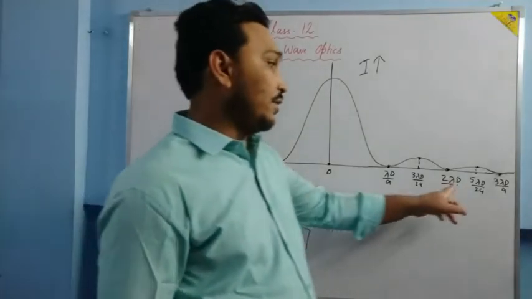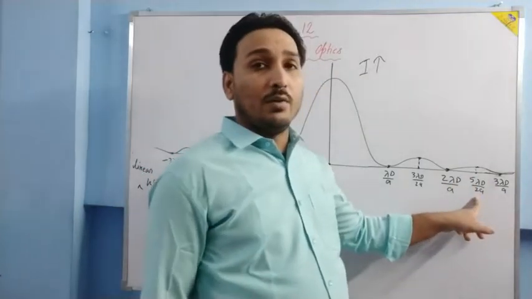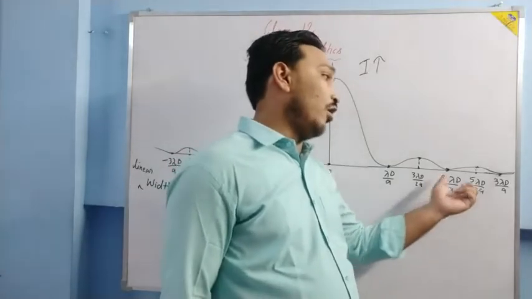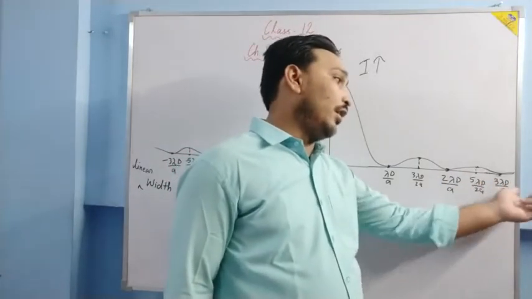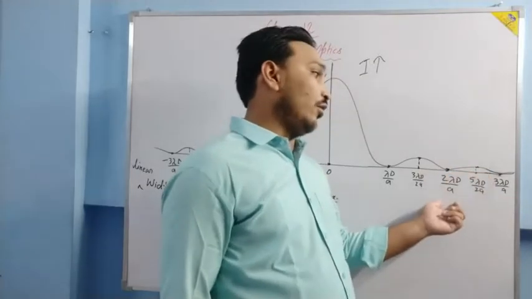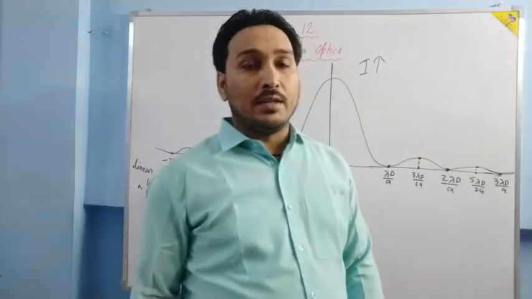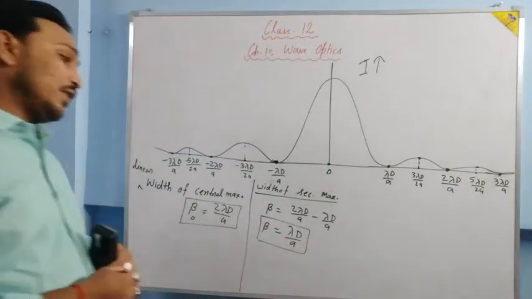Like here it is 5 lambda d by 2a. If we want to calculate the width of this one, we have to subtract 2 lambda d by a from 3 lambda d by a. 3 lambda d by a minus 2 lambda d by a, what are we going to have? 5 lambda d by 2a. Lambda d by a. Is it clear? So this is how we calculate the width of the secondary maximum.